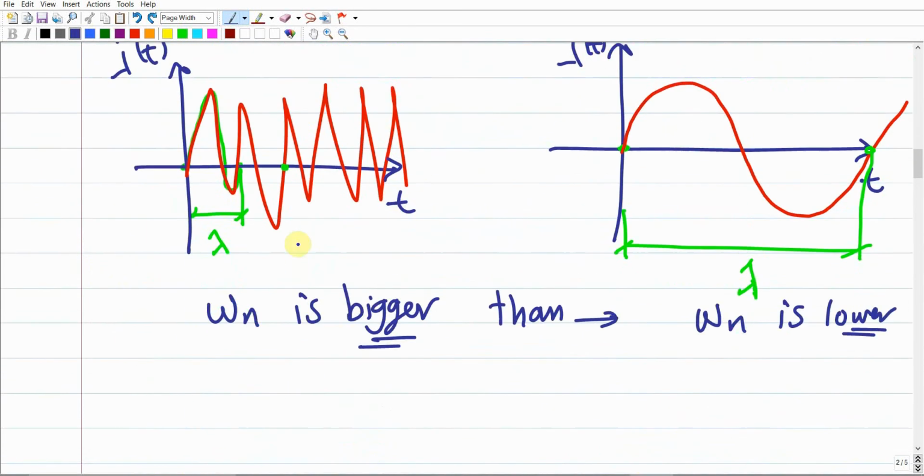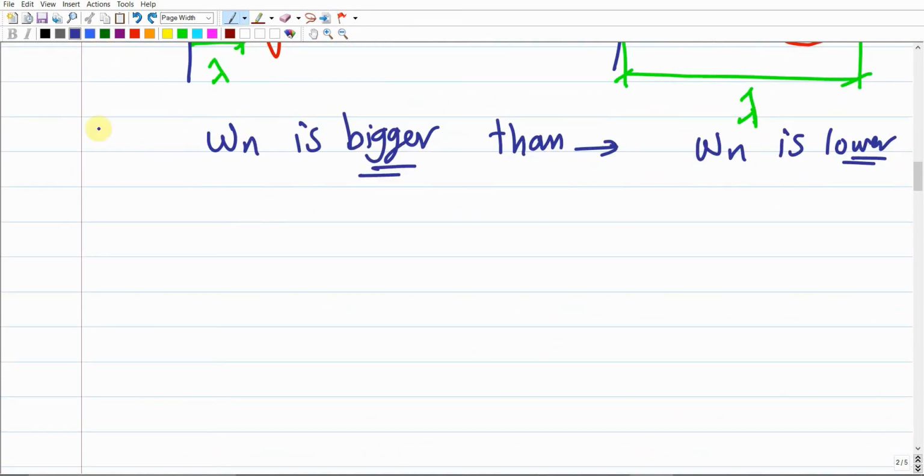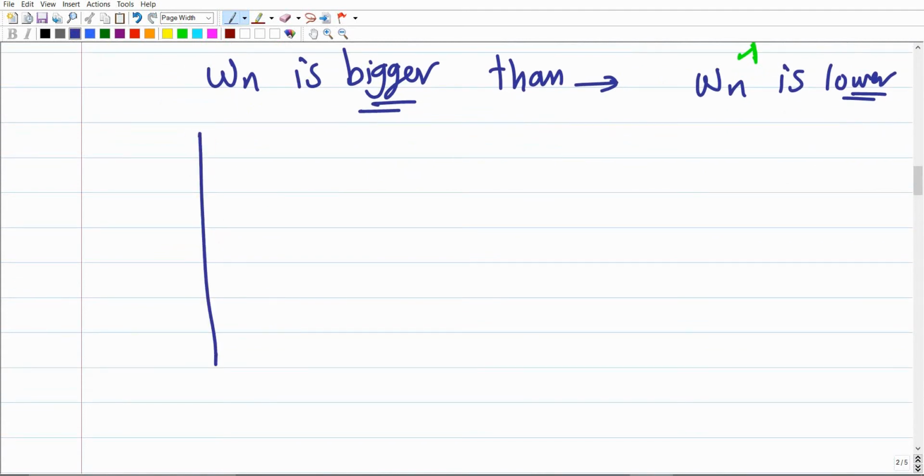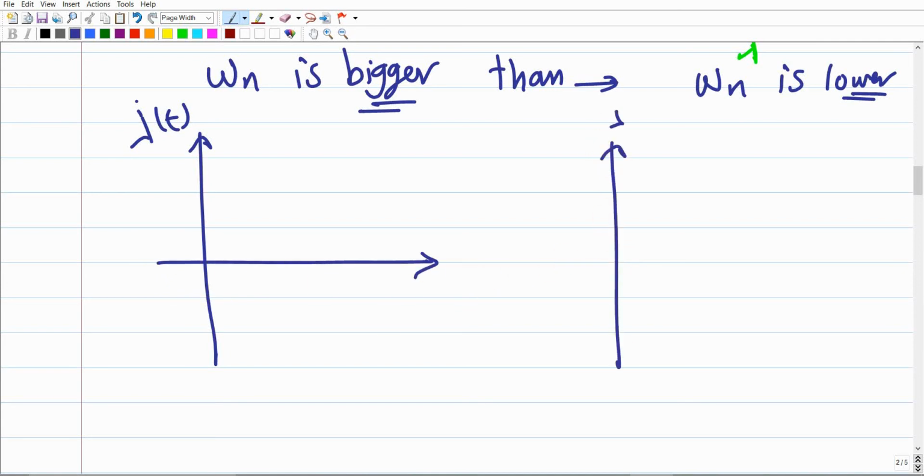There are two possibilities here. So let us also plot two other curves for the current, I of t. And this is the first curve. And let us consider another curve here, I of t.